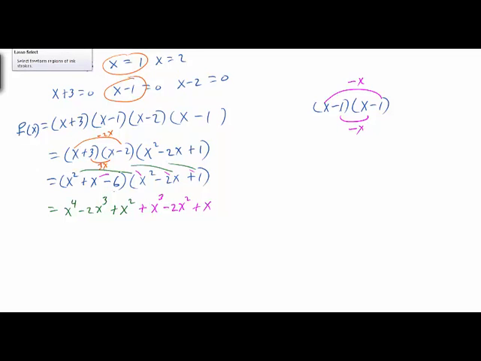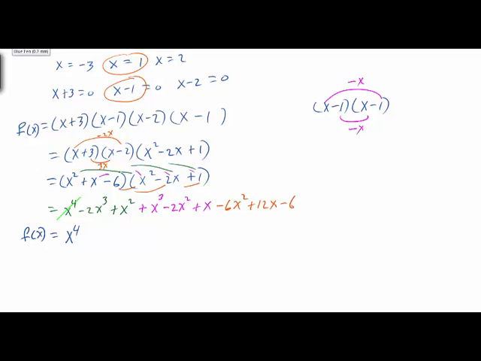And then for our last step, we need to take the negative 6 and distribute it to each piece. So we would have a negative 6x squared. Negative 6 and negative 2x is a positive 12x. And negative 6 and 1, we're left with a negative 6. So now all we're left to do is combine our like terms. We only have one x to the fourth, so I'm going to bring down our x to the fourth.